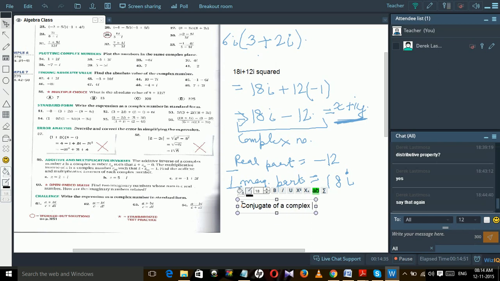I'm writing it on the whiteboard. Have you just started with the complex number, or in your regular classes at school, have you just started with the complex number?